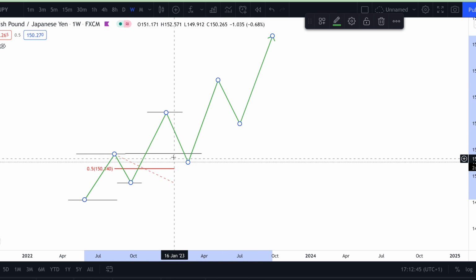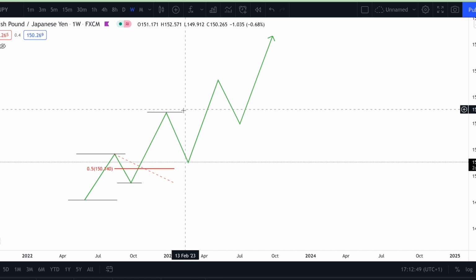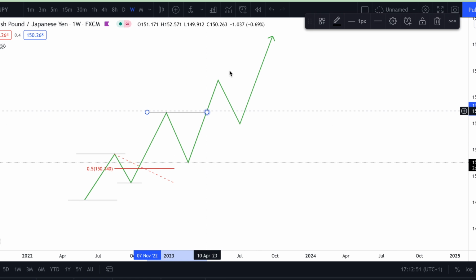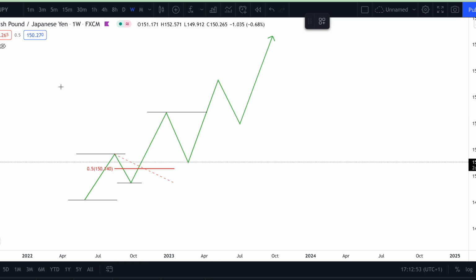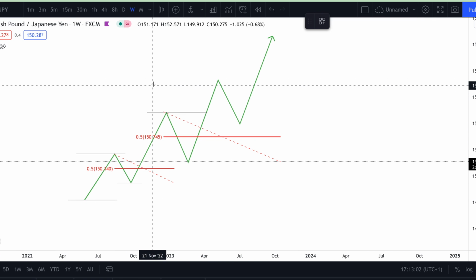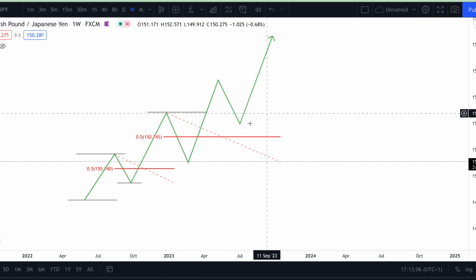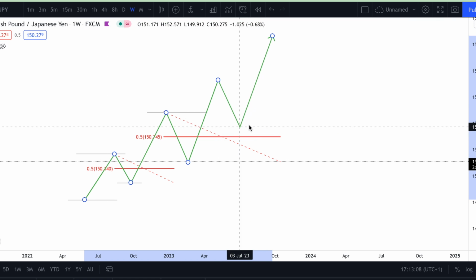So another example would be only this. Another example would be after this got broken out. Yeah, the 50 fib is around here. So yeah, I'll be waiting for this entry to run here.